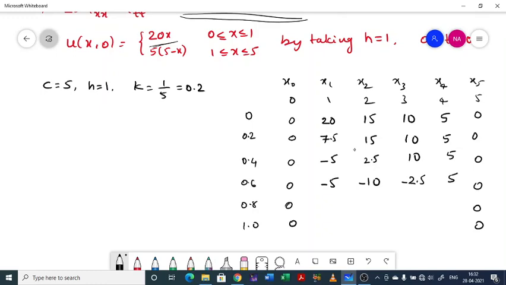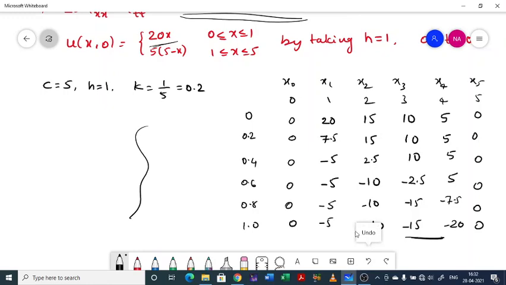You can similarly check these values. You get minus 5 only, you get minus 10 only, minus 15 and minus 15, and here you get minus 7.5, minus 20. So this is the table you are going to get finally. So fill out all remaining steps and complete the solution of this problem. So with this I am going to wind up the discussion on numerical solution of wave equation. Next we shall discuss numerical solution of heat equation. Thank you.